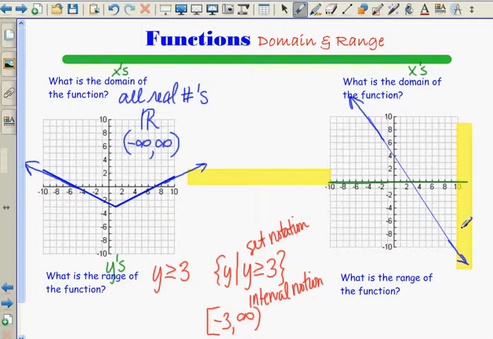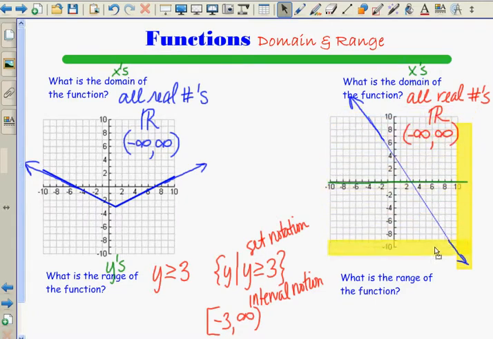So there is no restriction on the x's. I'm always on the line somewhere. So all real numbers, or remember we can call that double R, or we can say no restriction means that I go from negative infinity to positive infinity and there's always an x value covered.